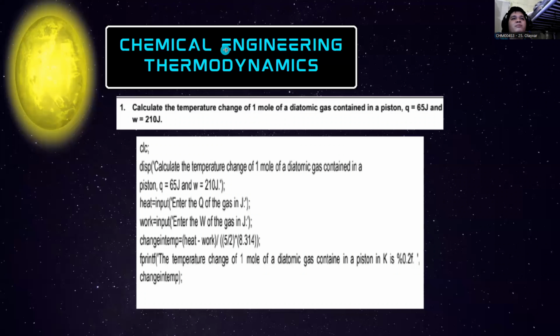This is our first problem, about chemical engineering thermodynamics. The problem states: calculate the temperature change of one mole of monatomic gas contained in a piston, where heat Q equals 65 joules and work equals 200 joules. I'll be coding it with an input and a formula: the change in temperature equals heat minus work over 5/2 times R, or 8.314, in order to get the temperature change of the gas in the piston in Kelvin.